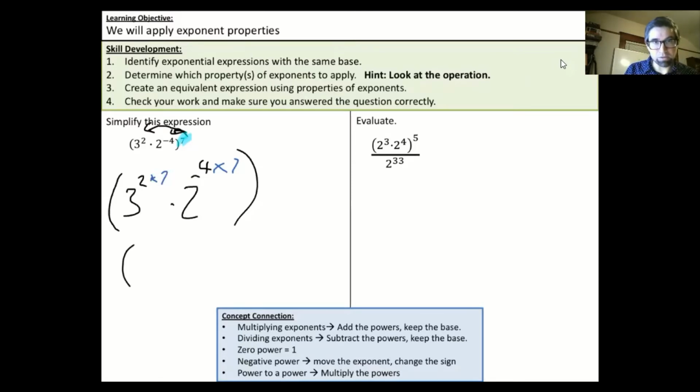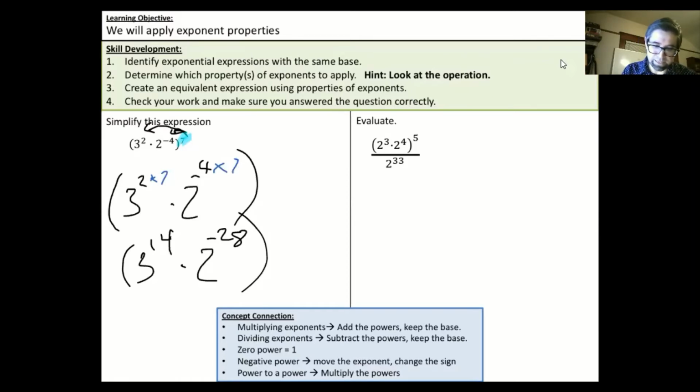3 to the second power, 2 times 7 is going to give us 14, 3 to the 14th power, times negative 4 times 7, negative 28. So here we have 2 to the negative 28th power. And that's it. That's simplified. I can't go any farther because the 3 is a different base than the 2. Also, as a reminder, some teachers in high school might not like this answer. They might like you to write it as a positive exponent, but we just haven't learned that yet. And mathematically, this is also correct.